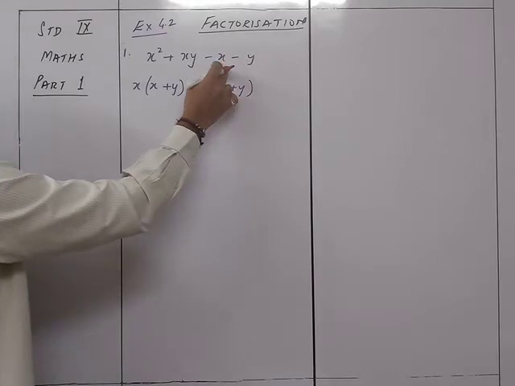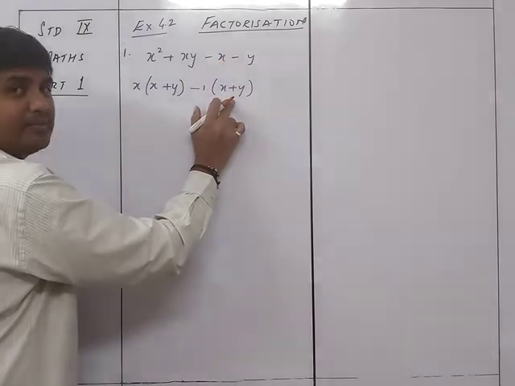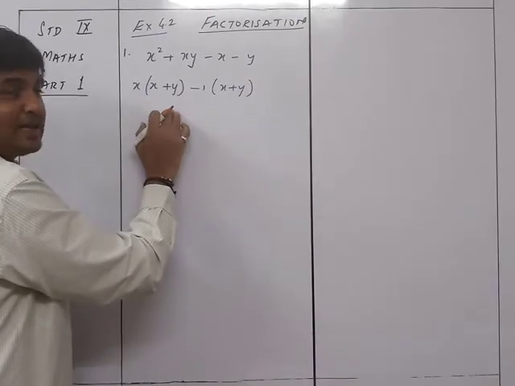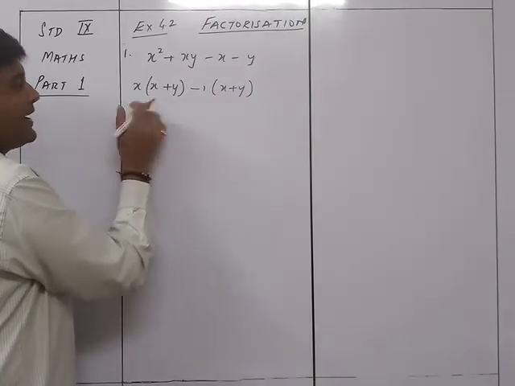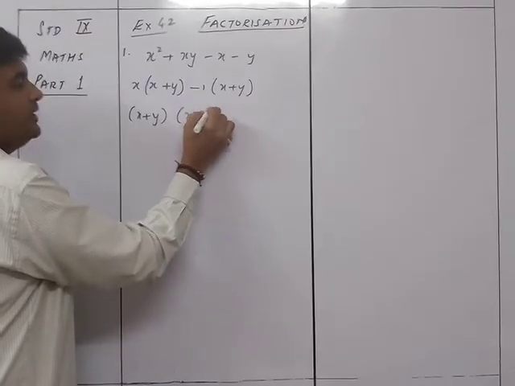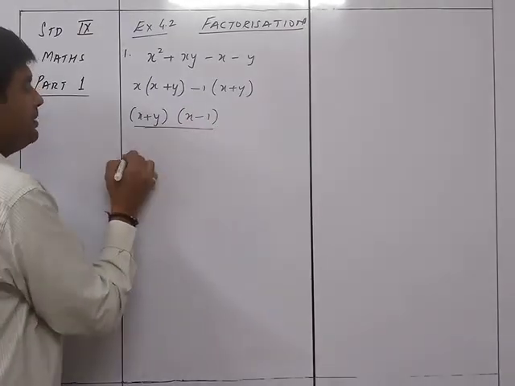Now why did I take minus 1? So that this bracket and this bracket become the same. Now you can see that this has become our first exercise sum. So we take these two brackets out, and it will be x plus y as one bracket and x minus 1 as the second bracket. So this is sum number 1.